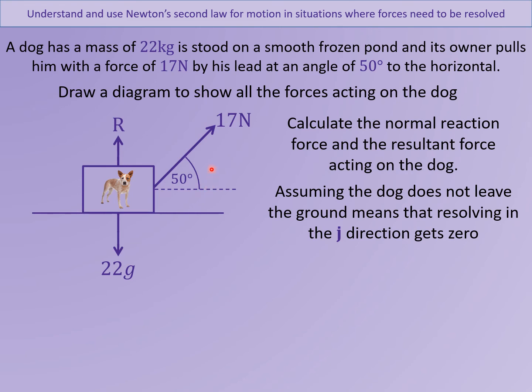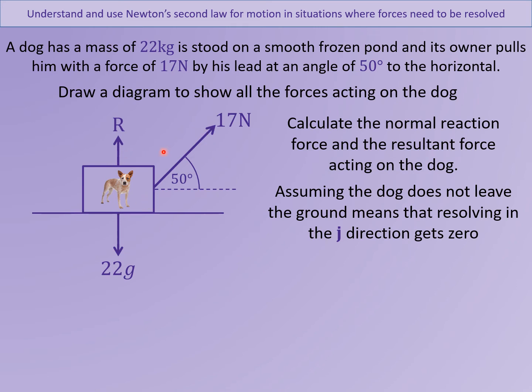The owner is actually pulling the dog up a little bit. Not much, but the owner, by pulling the lead at this angle, is making the dog go up in the air slightly. It's not leaving the ice, but it means that some of the dog's force pushing down is counteracted by the owner, which means that the R value is not going to be exactly the same as the 22g, because some of it has been taken up by the owner. So the R value can be less. This is important later on when we come back to friction.